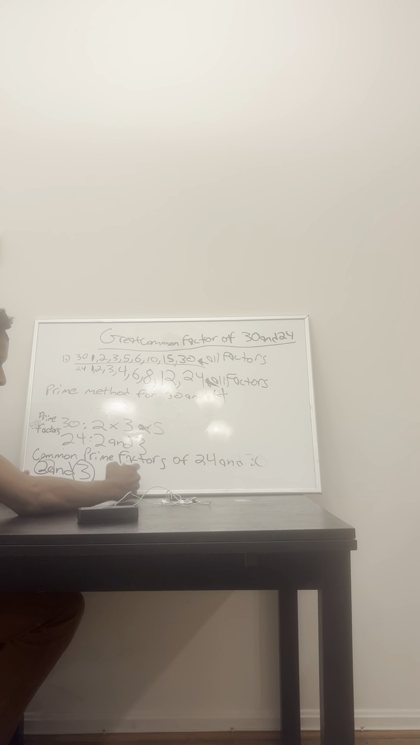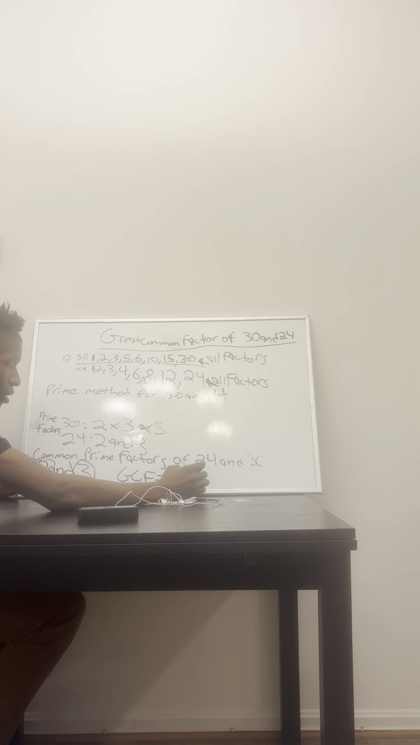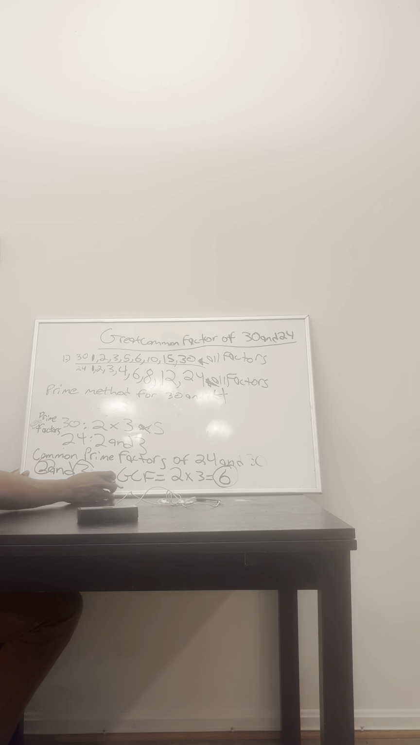We can use these numbers to solve for our greatest common factor. To solve our greatest common factor, we have to multiply the 2 prime factors. 2 times 3. Therefore, class, our greatest common factor for 24 and 30 is 6.